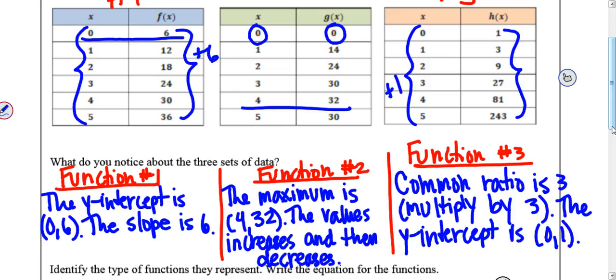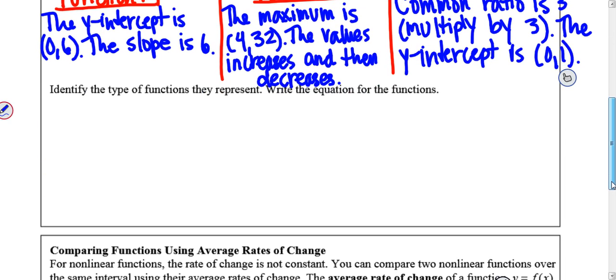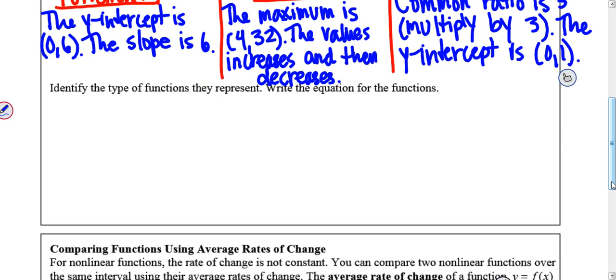Okay, and then the next thing we're going to do is come up with the equation for each of these. So this is another reason why we had to label our tables. So we'll have function number 1.